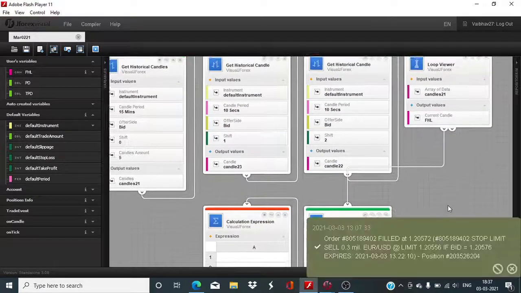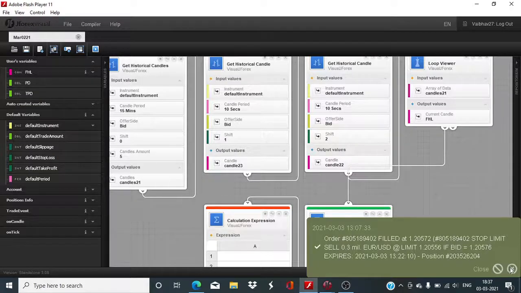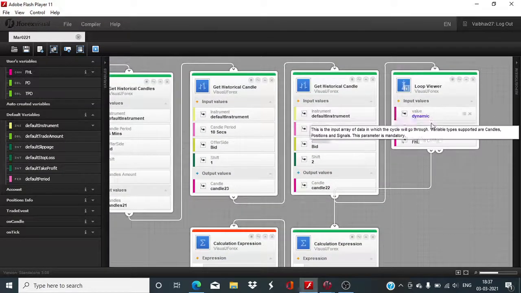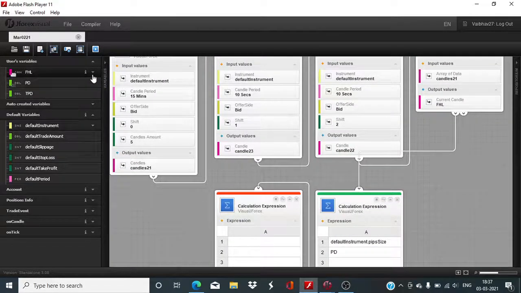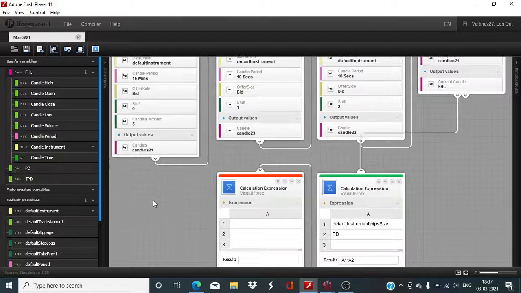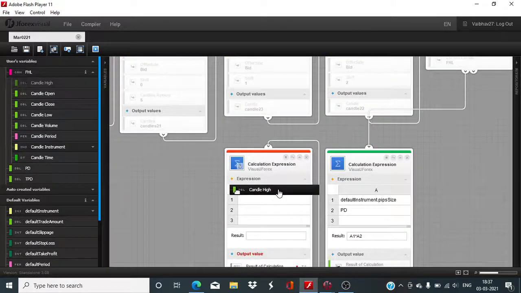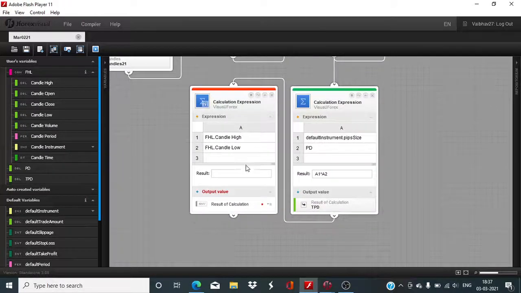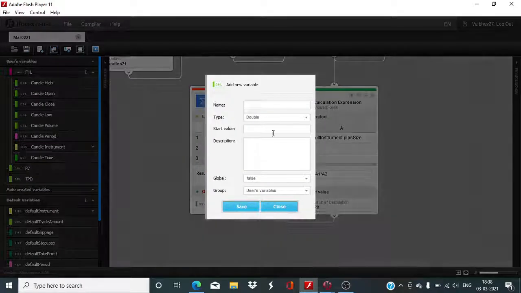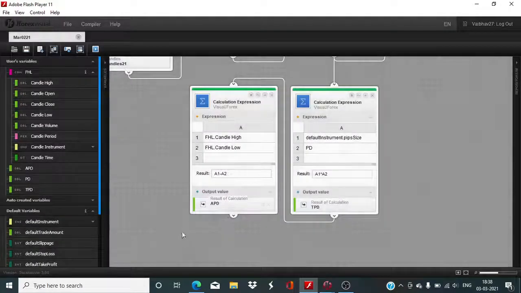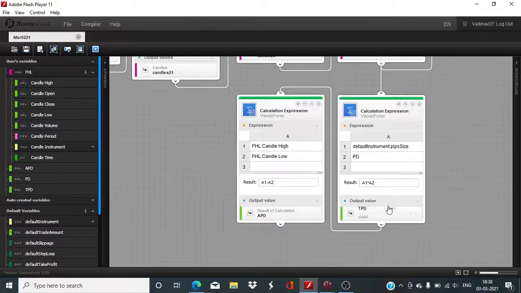And now we will be looking at the individual characteristics of this candle 21. So we want to use this candle high and candle low, and we will take the difference of that, A1 minus A2, and it will become actual pip difference. Okay, so this needs to be greater than 10 pips.